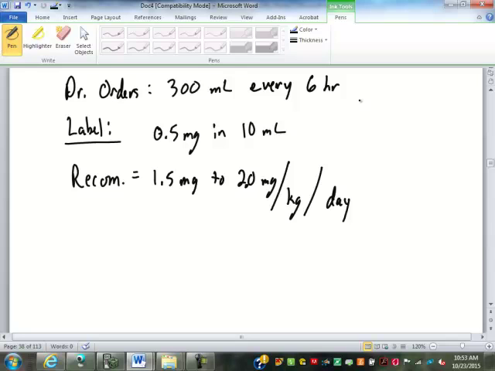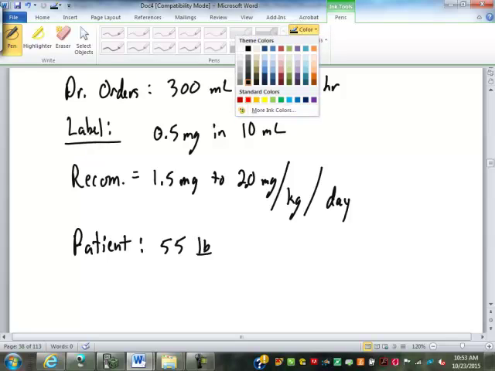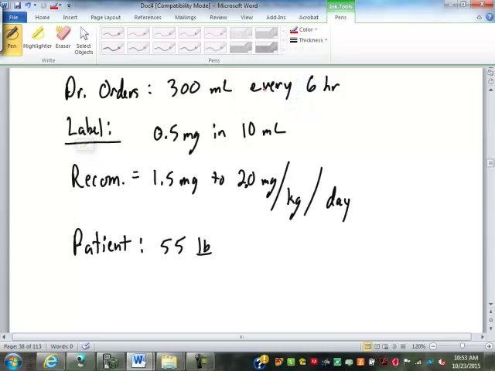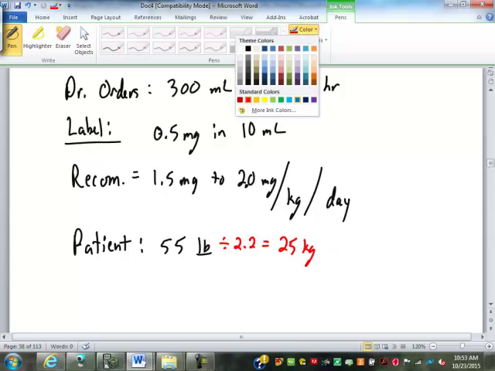So anyway, we still need to know the patient here. Okay, let's say that we have a patient that is 55 pounds. Tell me where to start. Sure, we're going to divide by 2.2 to make this into kilograms. So 55 divided by 2.2 is 25 kilograms. Very good. Now what?